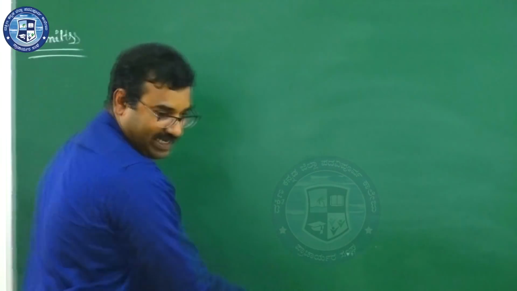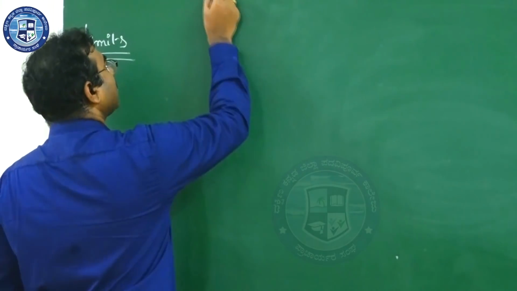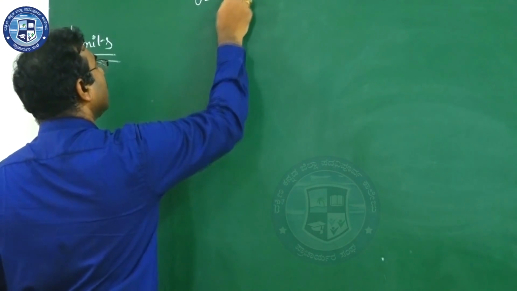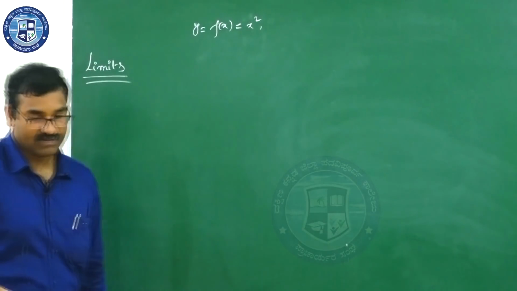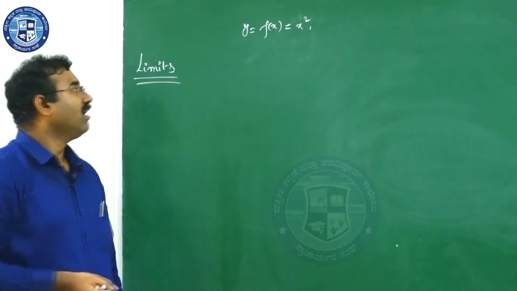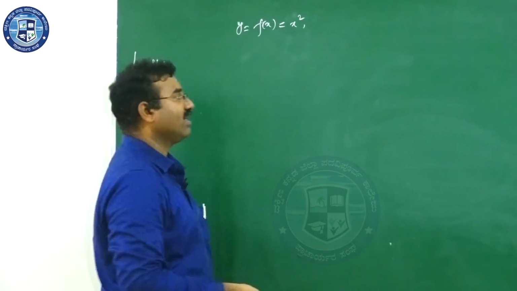Okay, I take an example. y is equal to x square, some function I take. y is equal to f(x) is equal to x square. This is the function I am taking. You all know its graph, right? The y is equal to x square graph. How will it be?